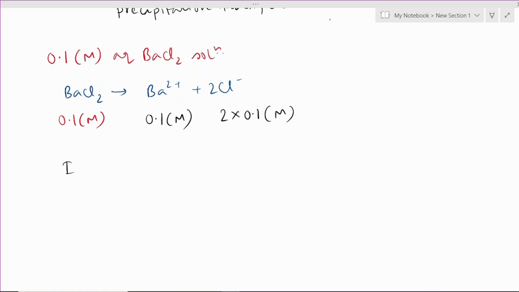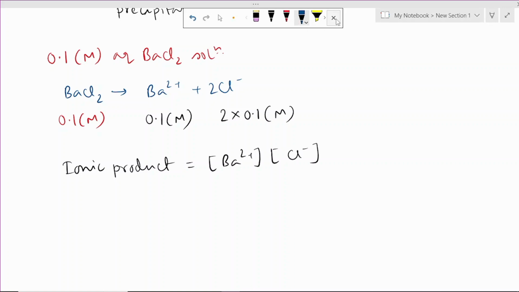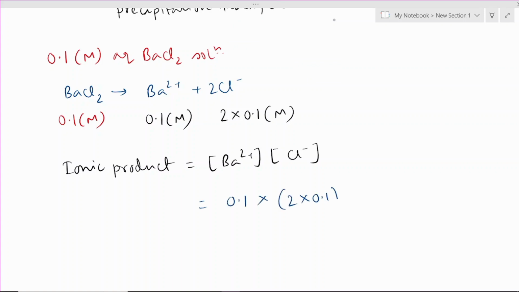So the ionic product will be simply the concentration of Ba2+ into the concentration of Cl-. So it is 0.1 into 2 into 0.1, so it will be 0.02. This is how we calculate the ionic product. Simply multiply the concentration of cation and the concentration of anion.